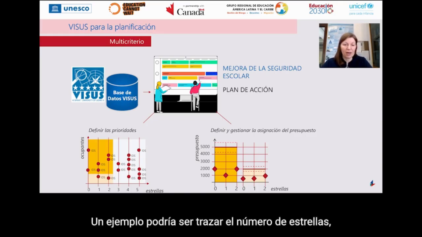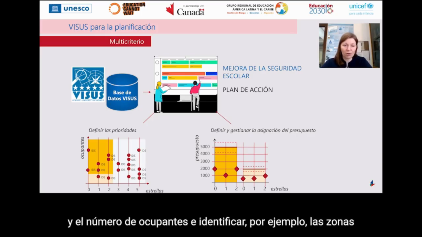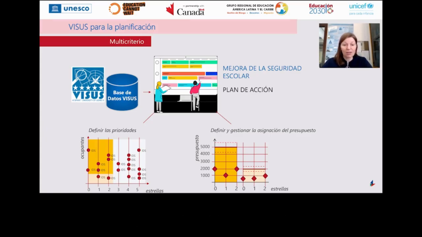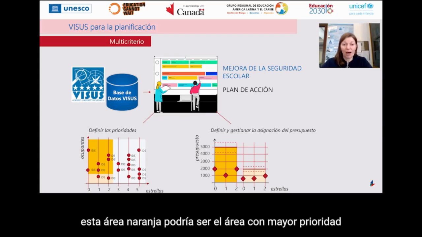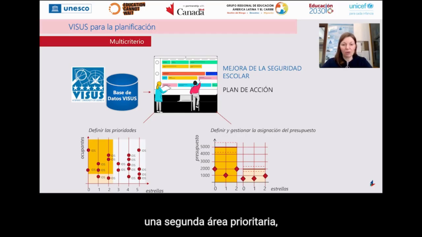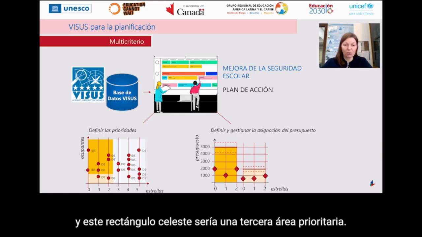plotting the number of stars and the number of occupants, and identifying, for example, the areas where there are fewer stars and more occupants, for example, the orange area here, as this orange area could be the area with higher priority. Then the area where there are fewer stars but fewer occupants could be a second area of priority, and this light blue area could be a third priority area. But this is a choice of the decision maker.